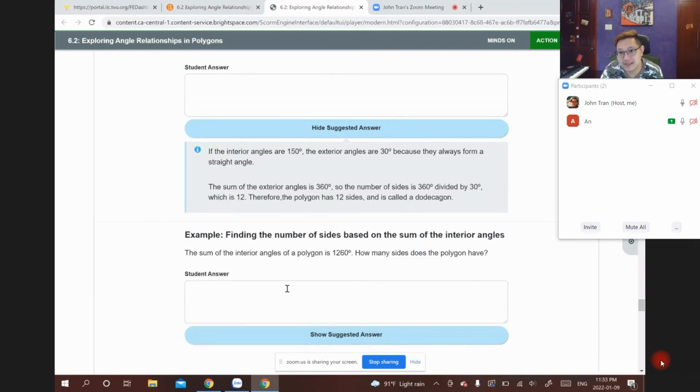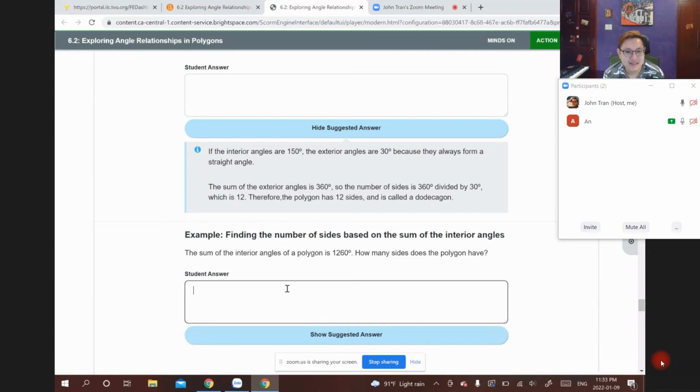Duo means 2, deca means 10. 2 plus 10 is 12. So dodecagon, 12 sides. So they did it the easy way, but you can also do it the hard way. Of course, you can always do it the hard way or the easy way.